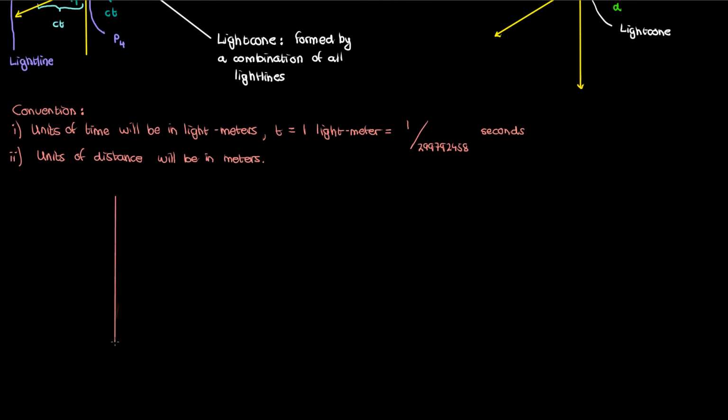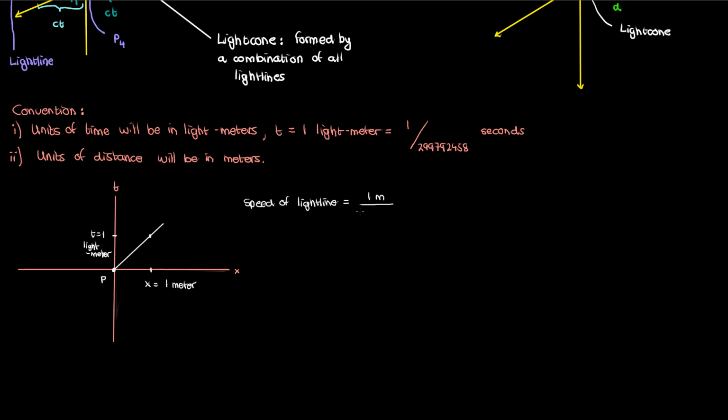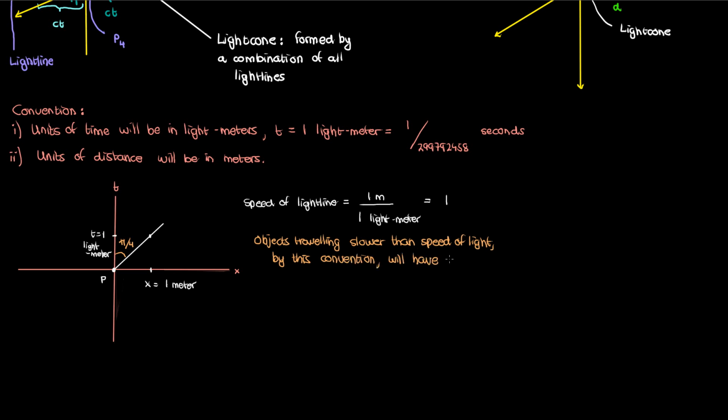So using this convention, if I were to draw a space-time diagram again with a light line on that space-time diagram, then for t equals 1 light meter, the photon would have traveled 1 meter. The speed corresponding to this light line would then be 1 over 1, which is just 1. So therefore, with this convention, my speed of light becomes 1, and the angle my light line makes with the time axis is a plain and simple 45 degrees, or pi by 4 radians, because the tangent of pi by 4 is just 1. And with this convention, any other object that is not light will travel slower than the speed of light, and so its speed v will be less than 1.